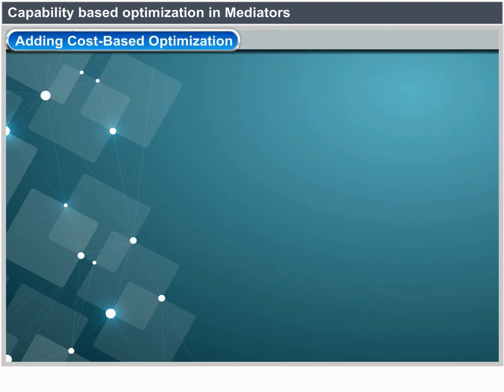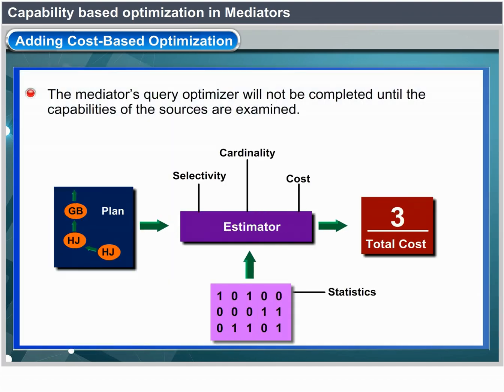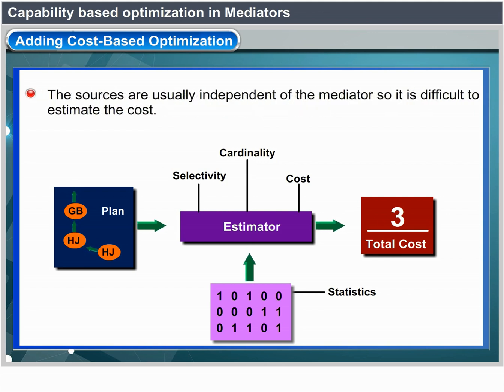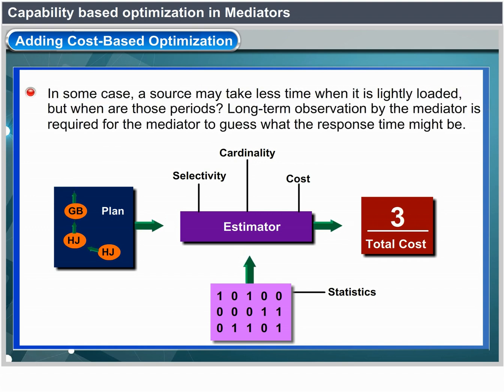Adding cost-based optimization. The mediator's query optimizer is not done when the capabilities of the source are examined. Making an intelligent cost-based optimization requires that the mediator know a great deal about the cost of the queries involved. Since the sources are usually independent of the mediator, it is difficult to estimate the cost. For instance, a source may take less time during periods when it is lightly loaded, but when are those periods? Long-term observation by the mediator is necessary for the mediator even to guess what the response time might be.